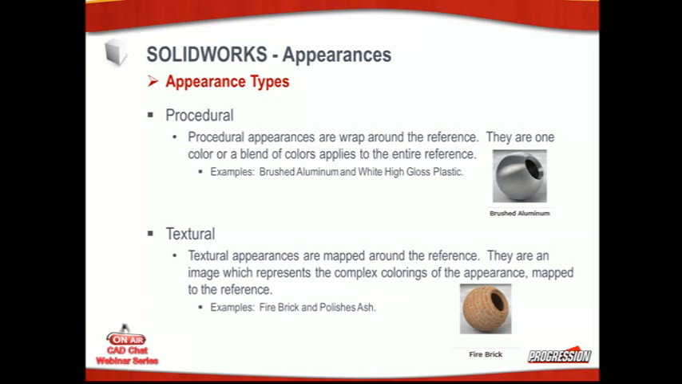Then we have textural. Textural appearances are, say, JPEG images that are mapped around the reference. Okay, they represent complex colorings, and again, you use the mapping features to wrap those around the model. Some of the examples that are already in SOLIDWORKS would be the brick appearances, such as fire brick or polished ash.